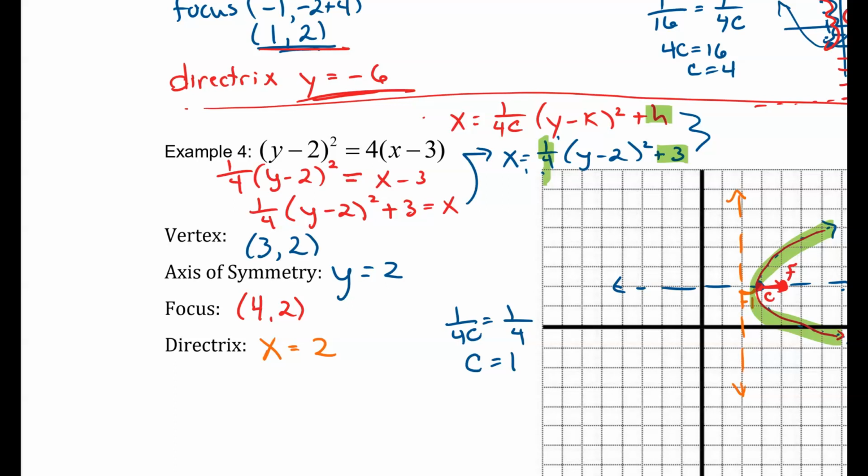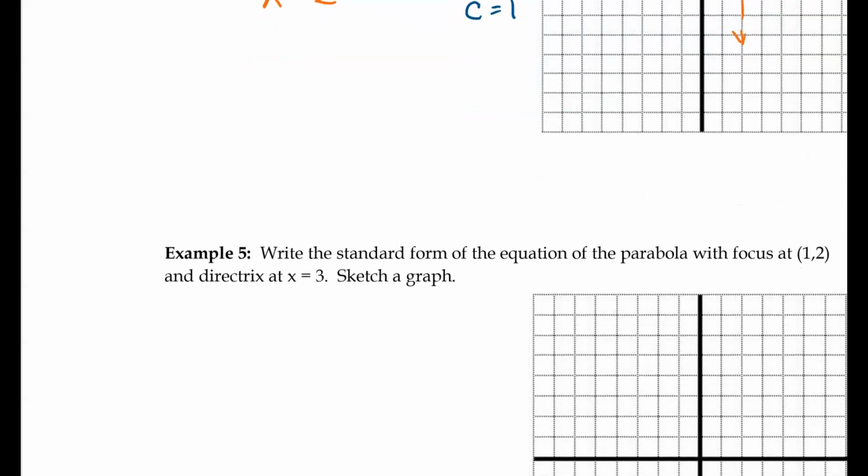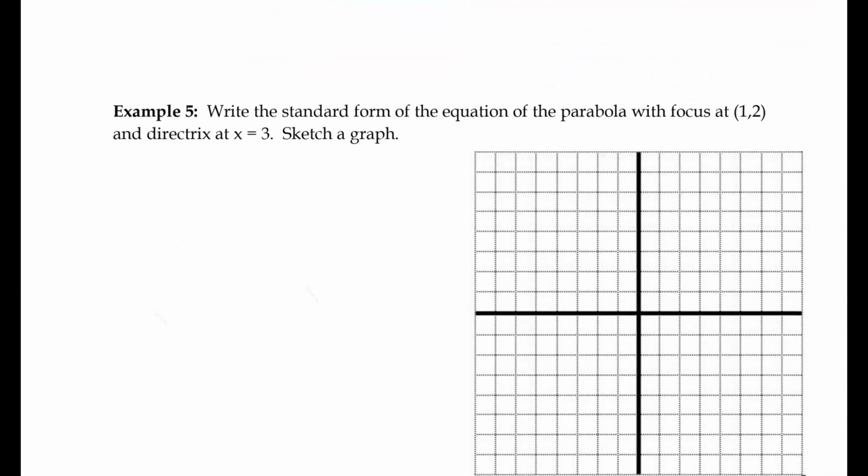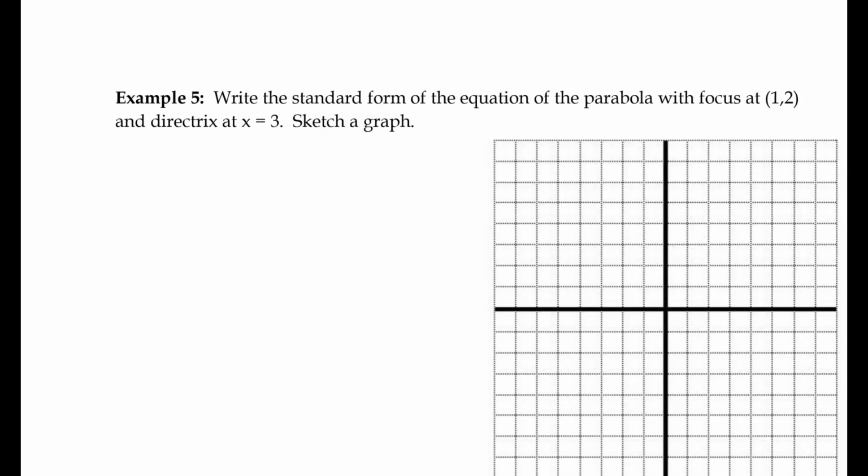Okay, one last example. Again, knowing how to draw stuff goes a long ways. It says, write the standard form of the equation of a parabola with a focus at 1, 2, and a directrix at x equals 3. So here I have a focus at 1, 2, so we're going to go 1, 2. Okay. Focus is at 1, 2. And I have a directrix at x equals 3. So this is going to be my directrix.